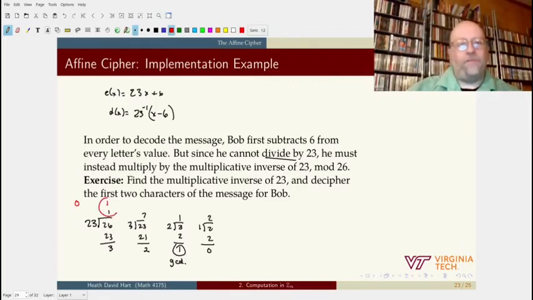0 minus this product is a negative 1. 1 minus this product is an 8. Negative 1 minus this product is a negative 9. Negative 9 is an underflow. And so we have to add 26. And we get 17. That's the inverse of 23.